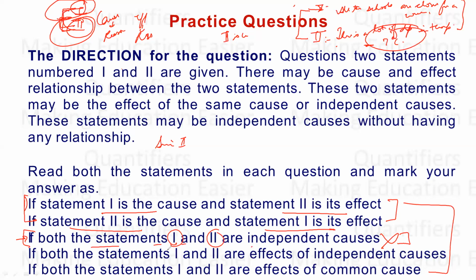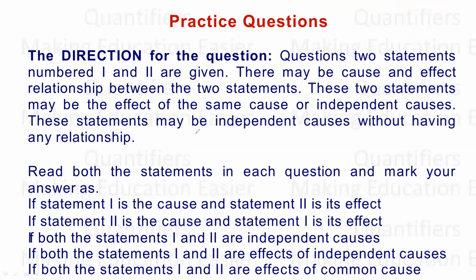Now let's see if both statements 1 and 2 are effects of independent causes. This is important, so let's understand this. If both 1 and 2 are effects of independent causes, for example, I'm saying that all the schools in the area are closed for 1 week.